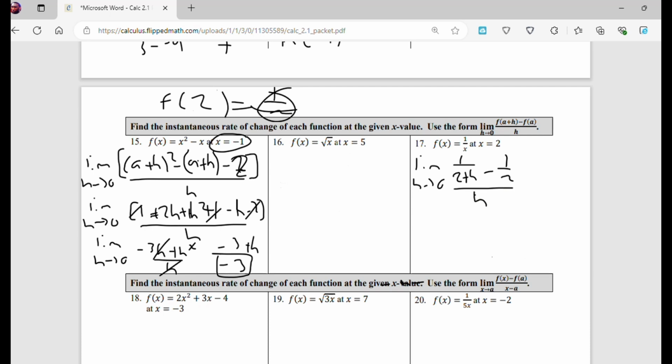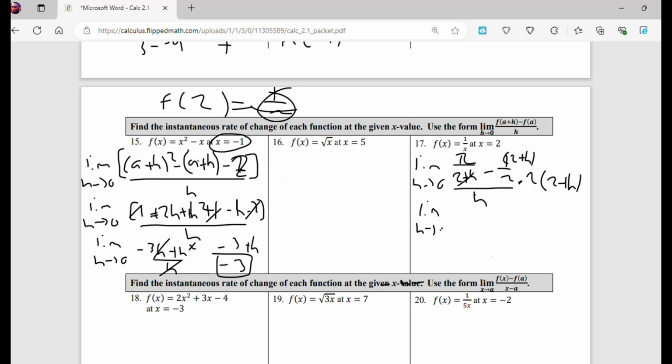Now, we're going to have to rationalize this, which could be annoying, but I'm not going to go into too much detail. You should see that the LCD, least common denominator, is 2 times 2 plus h, which we're going to do here, 2 times 2 plus h. That gets rid of that. That gives us a 2 here, and that gives us a 2 plus h here. And then an LCD.